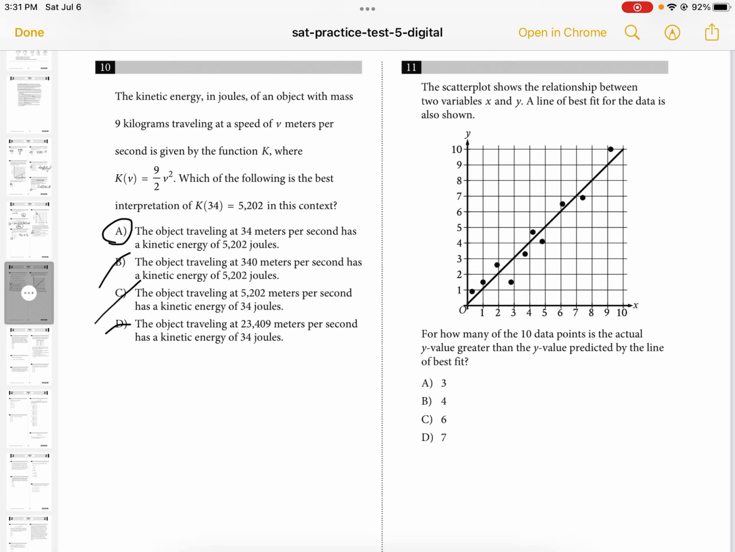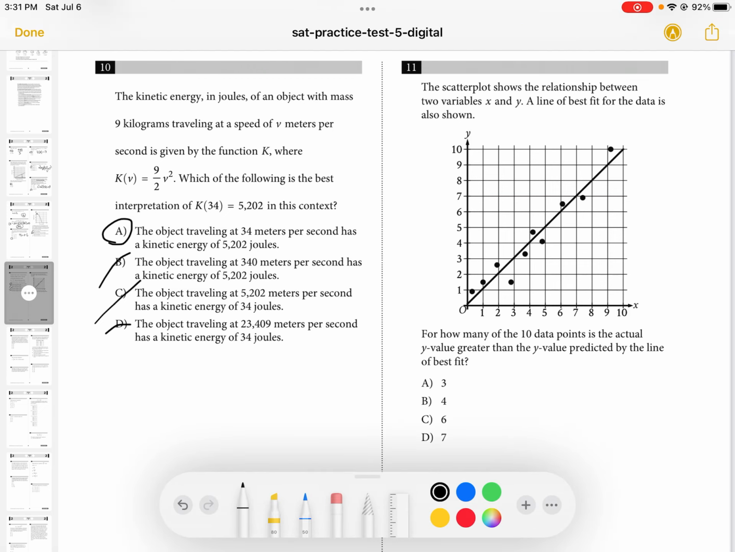Okay. Number 11, the scatter plot shows the relationship between two variables x and y. A line of best fit for the data is shown. For how many of the 10 data points is the actual y value greater than the y value predicted by the line of best fit? Alright, so basically what the question is asking us is how many data points are on this side of the graph? So we can count. We got 1, 2, 3, 4, 5, 6 data points. That's our answer.